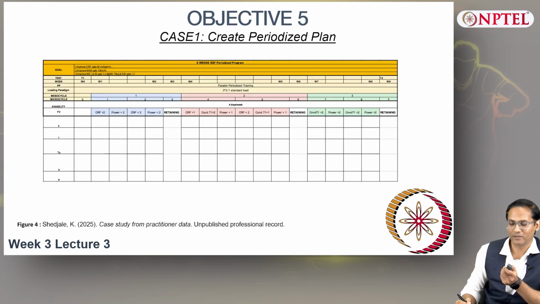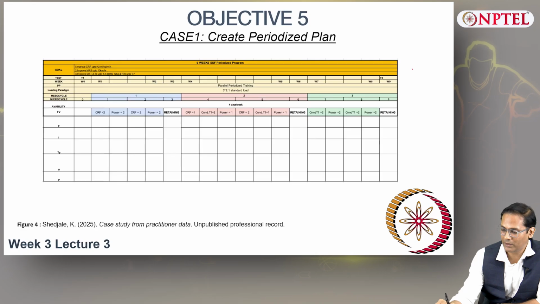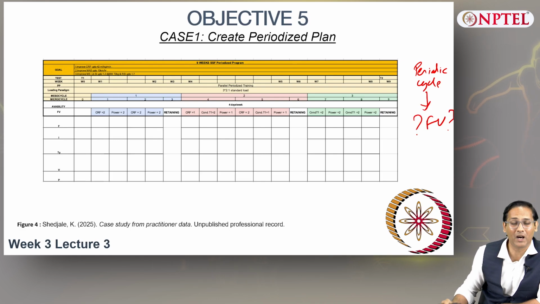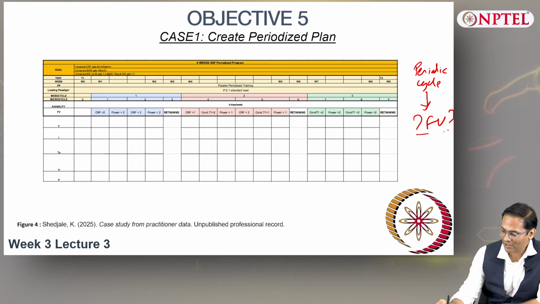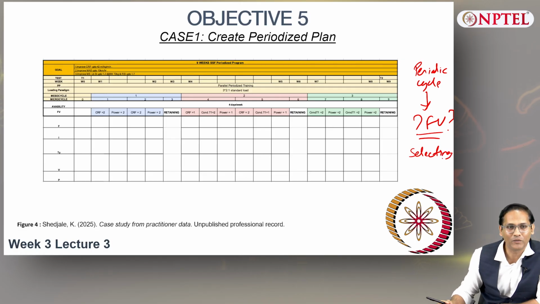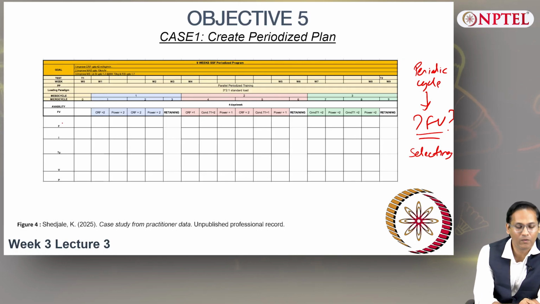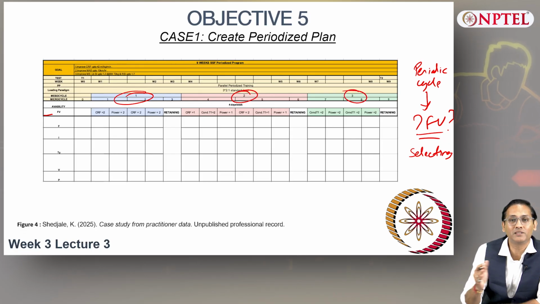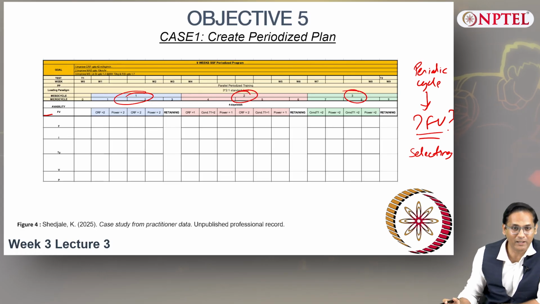The next part is, within this training, within this periodic cycle, what are you going to train? Which fitness variable are you going to train? And selection of this fitness variable is called planning, which is step number 4. Now this is cycle 1, cycle 2 and cycle 3, which are called mesocycles. So, these are the 3 blocks or 3 cycles.